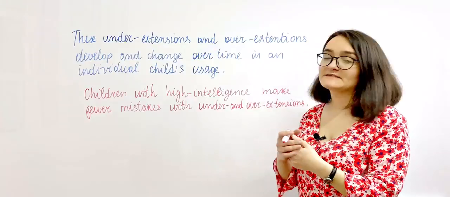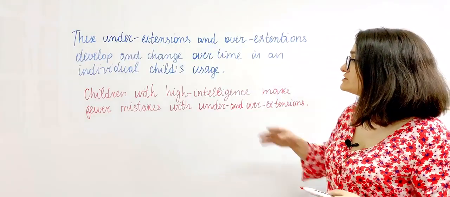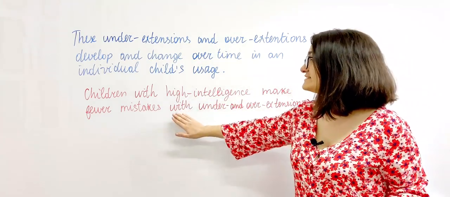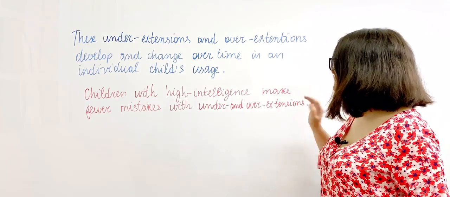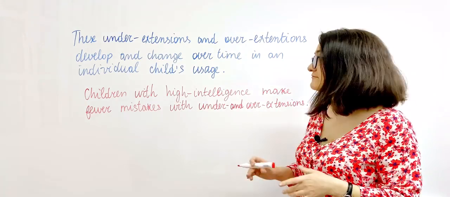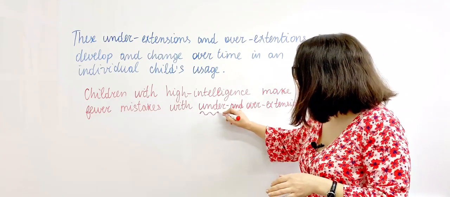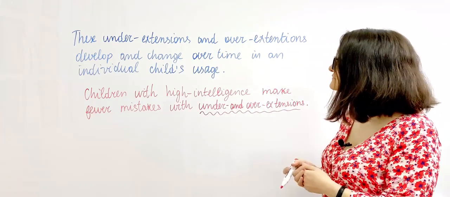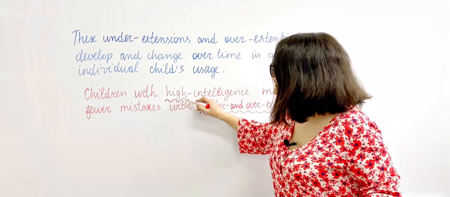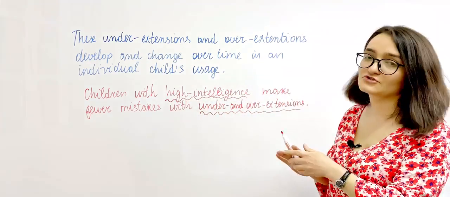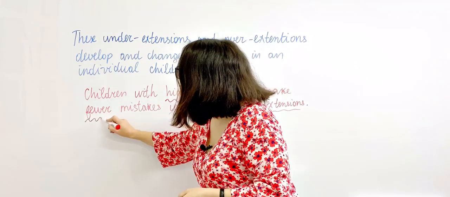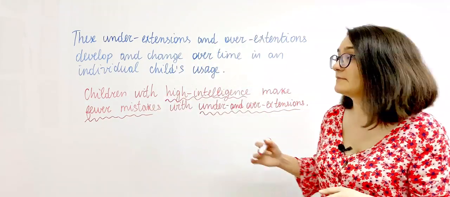Next question from the same passage. The question is, children with high intelligence make fewer mistakes with under and overextensions. So we find our keywords, of course, under and overextension. This is the first keyword, and high intelligence. And of course, we should also consider make fewer mistakes. We should be careful about it.